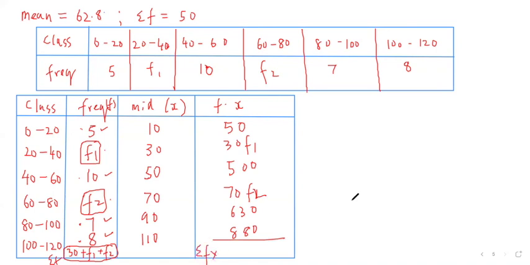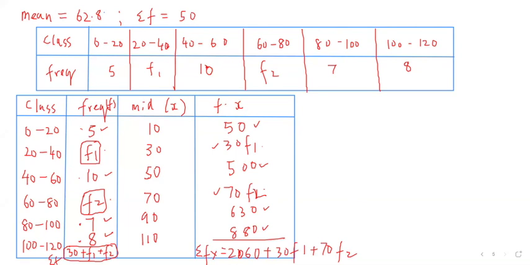Sigma FX. Okay, so that's a lot of numbers. Just quickly calculate that: 500 and 50 and 630 and 880 gives me 2060, plus 30 F1, plus 70 F2. These two we write down separately because they're unlike terms, F1 and F2 terms, okay? Just check and see if someone can do the calculation somewhere and point out to me if I'm incorrect. Okay, so it's 2060.